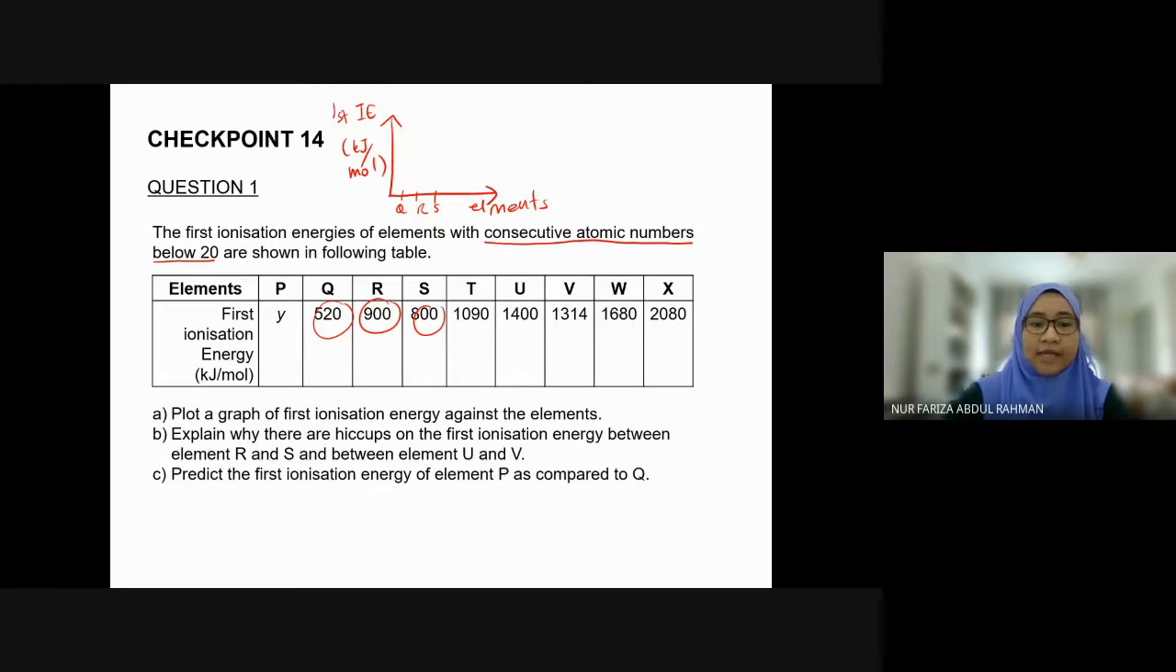Explain why there are hiccups on the first ionization energy between element R and S and between U and V. Hiccups, or we could also call it anomalies. So far we have learned that for first ionization energies, we have anomalies for group. Which group have anomalies in their first ionization energy?